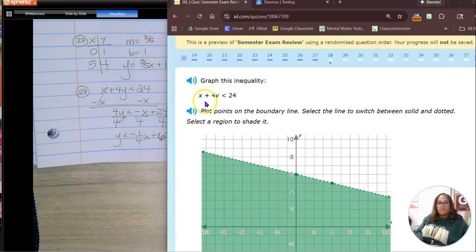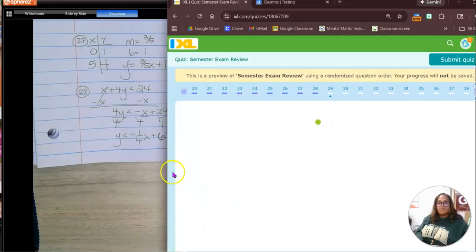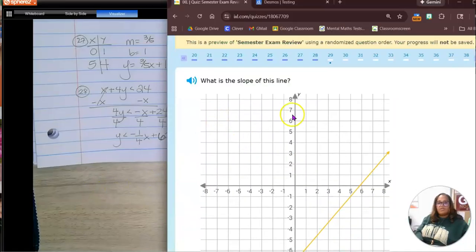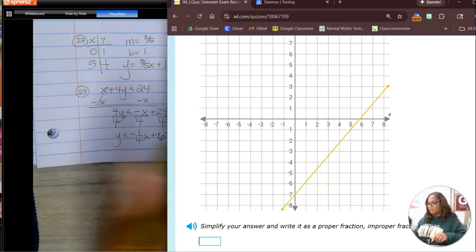Okay, so we just finished x plus 4y is less than 24. Let's go to the next question. 29, what is the slope of the line? I need 2 friendly points.